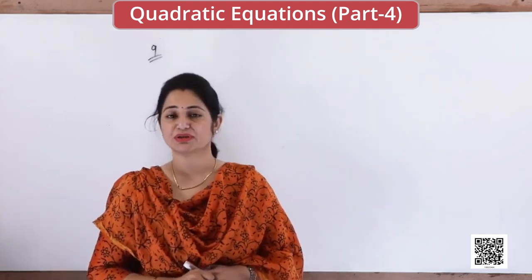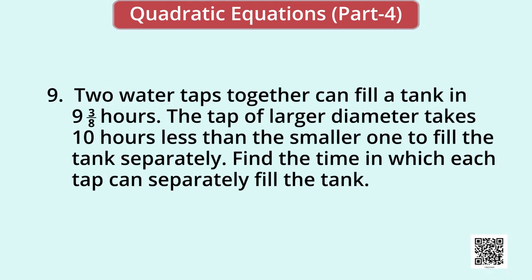So next question is question number 9. Two water taps together can fill a tank in 3 and 3/8 hours. The tap of larger diameter takes 10 hours less than the smaller one to fill the tank separately. Find the time in which each tap can separately fill the tank.